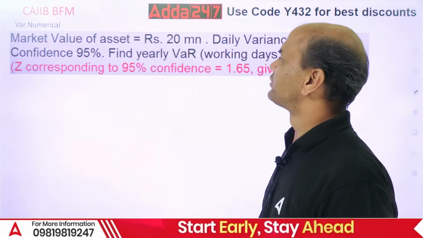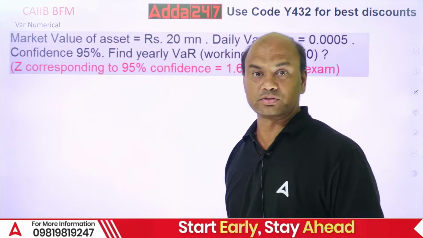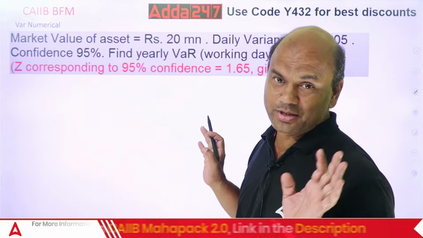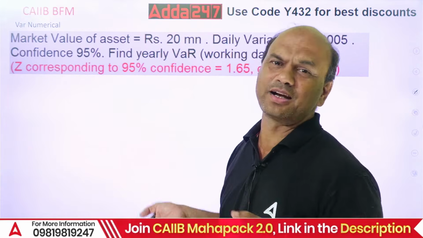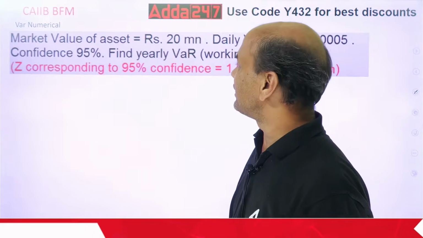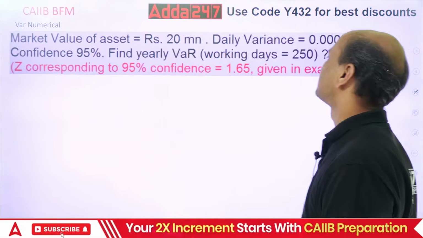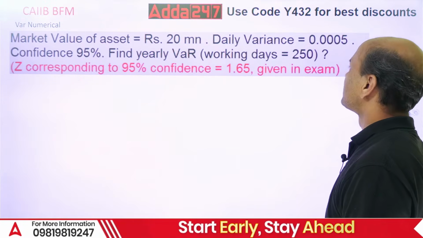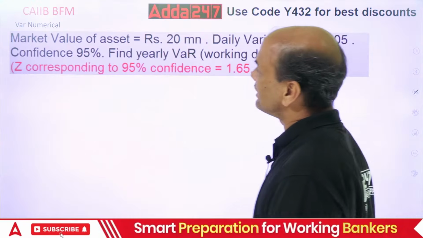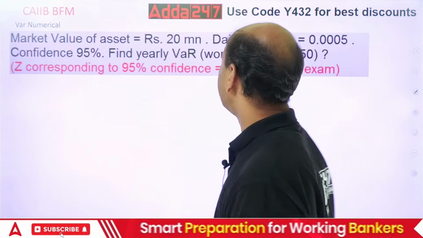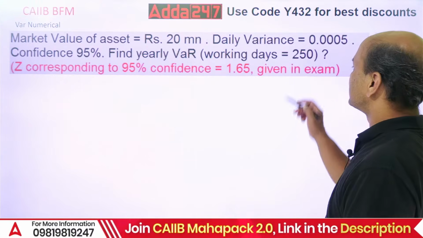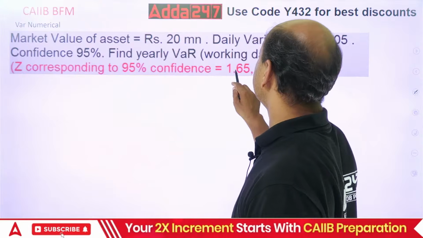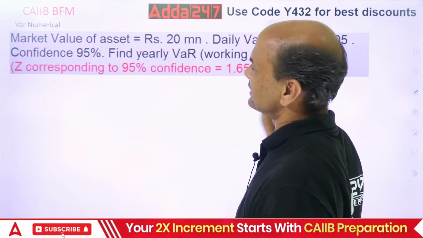This is also tough. VAR numerical, this is also really tough. Market value of an asset, tough means, up to the time you understand it's tough. Once you understand, it's very easy. Market value of an asset is given as 20 million. Daily variance is given as 0.0005. Confidence level required is 95%. Find the yearly variance. Working days are given as 250. And Z corresponding to 95% is given as 1.65. It will be given in the exam.